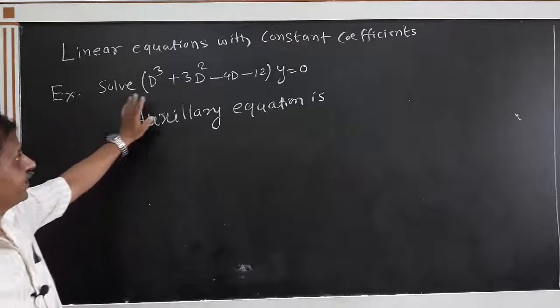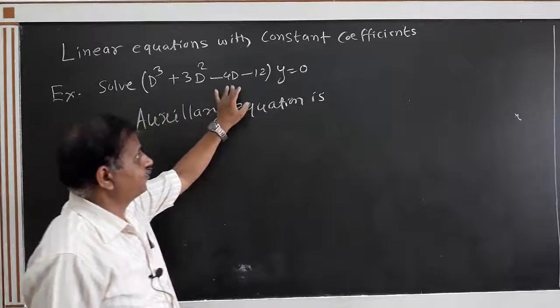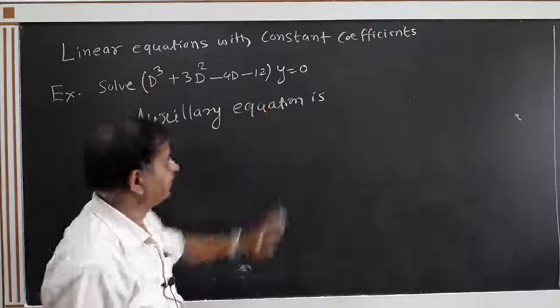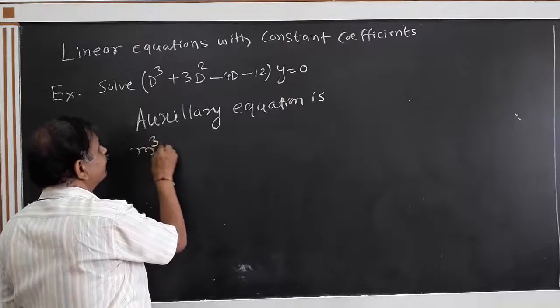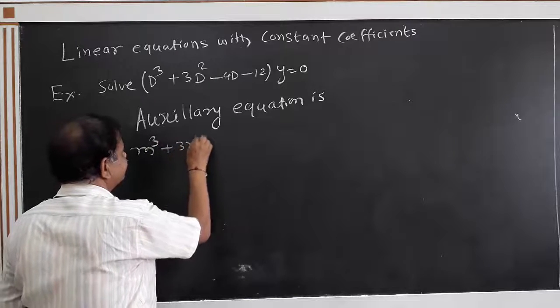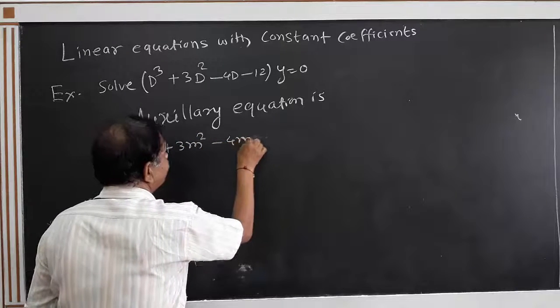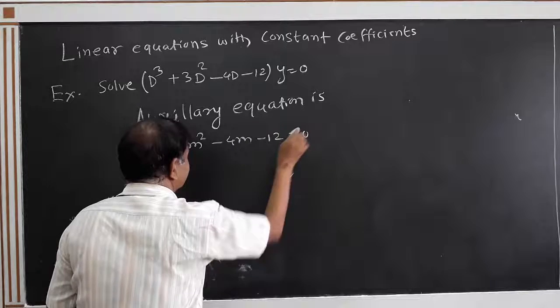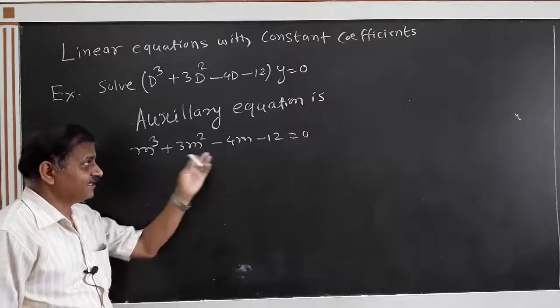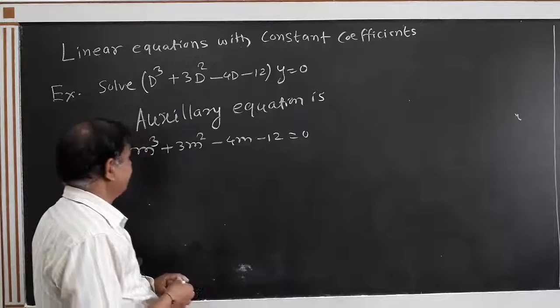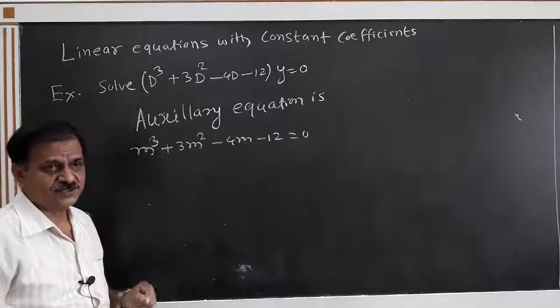We have to solve the problem D cube plus 3D square minus 4D minus 12 into y equal to 0. Its auxiliary equation is m cube plus 3m square minus 4m minus 12 equal to 0. Now we shall use the trial and error method. For m equal to 1, this is not equal to 0. For m equal to minus 1 also not equal to 0.